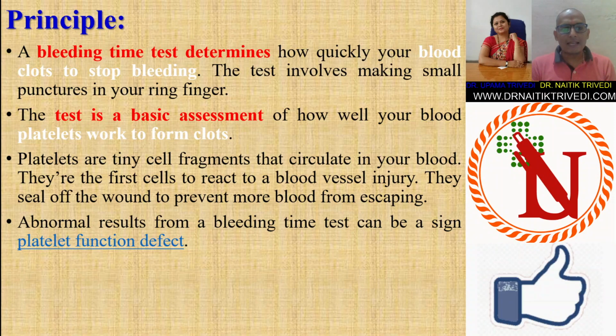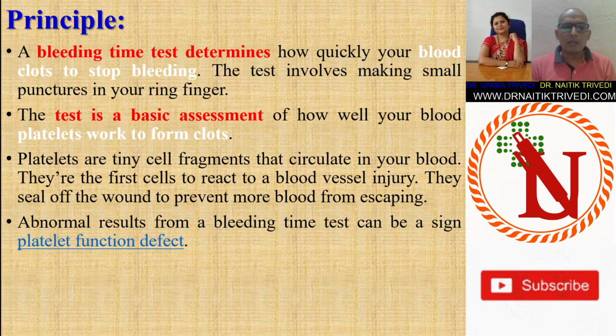Platelets are tiny cell fragments that circulate in our blood system. They are the first cells to react to a blood vessel's injury. They seal up the wound to prevent more blood from escaping. Abnormal results from a bleeding time test can be a sign of a platelet function defect. So this one is the principle of the practical.